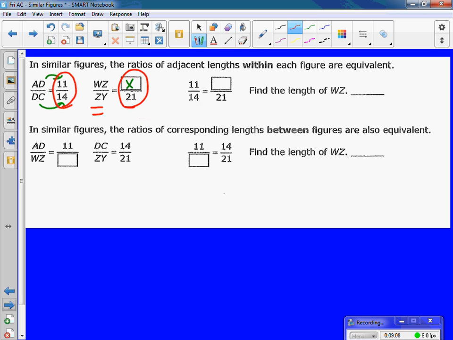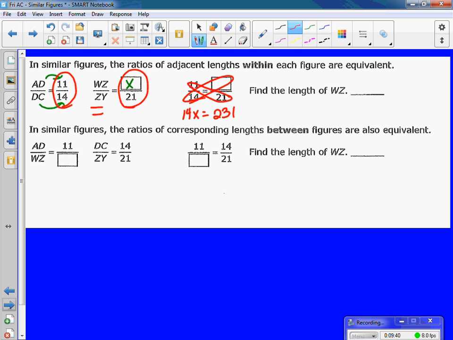So we're going to look between and within to see if we can find those links. In this particular proportion, it's not very easy to get from either one. So at this point, I would recommend cross multiplying. 11 times 21 is 231. And 14 times x is 14x.